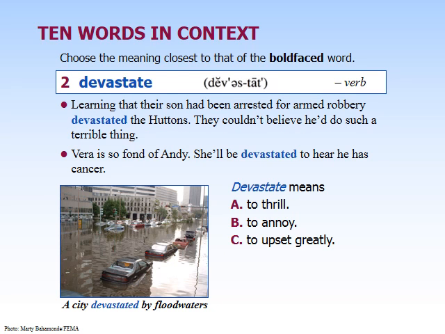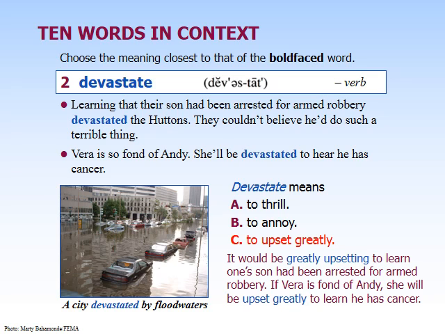Our next word is devastate, and the clue there is the ATE at the end, which tells us that it's a verb. Learning that their son had been arrested for armed robbery devastated the Huttons. They couldn't believe he'd do such a terrible thing. Vera is so fond of Andy, she'll be devastated to hear he has cancer. So what devastate means is to upset greatly. So I would say that upset is maybe not a strong enough word.